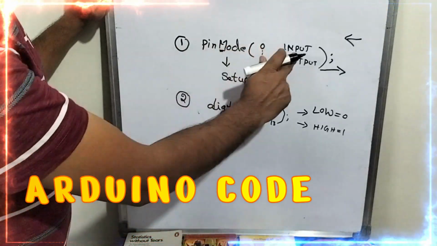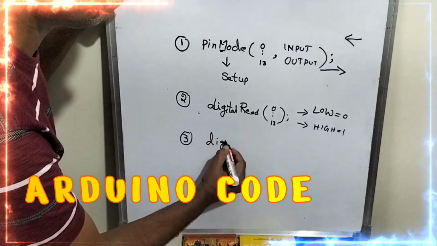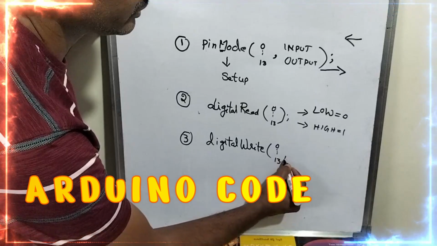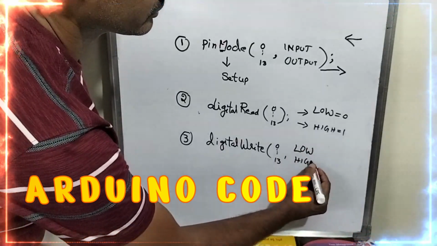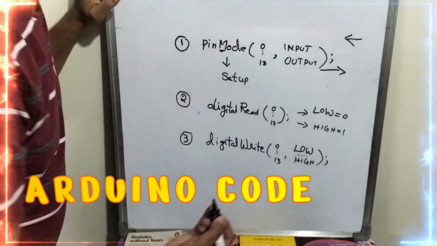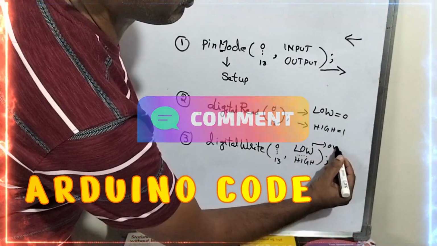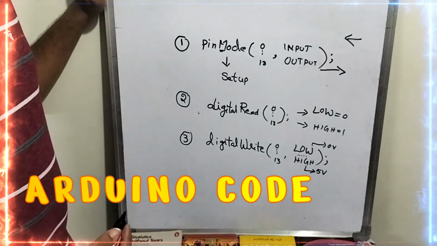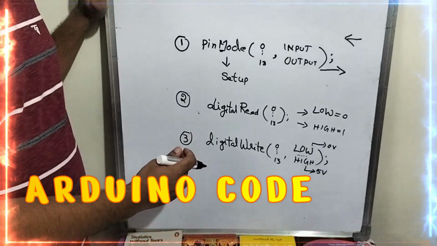But if we set the pinMode as output, we can write to the external world by using digitalWrite, friends. And we need to specify the pin 0 to 13. You can mention LOW if we want to drive low, HIGH if we want to drive high. Any one only, friends. And a semicolon. LOW means it will drive 0 volts on the pin. HIGH means it will drive 5 volts on the pin, friends. So these three functions we use on the digital pins.